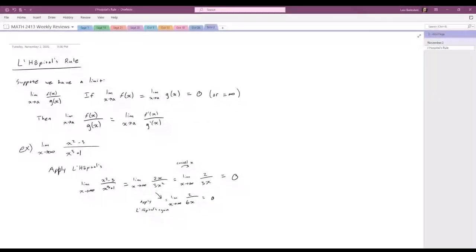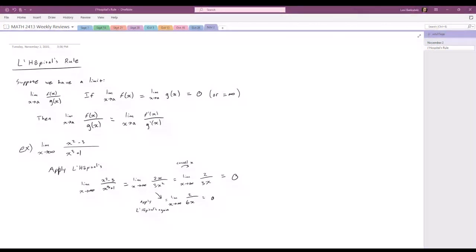Couldn't that problem be solved without L'Hopital's? Yes, it certainly could, but I was just using it as an example for a different method of solving it. There are some problems that, like other limit problems or other math problems, have easier ways to solve them and harder ways to solve them.